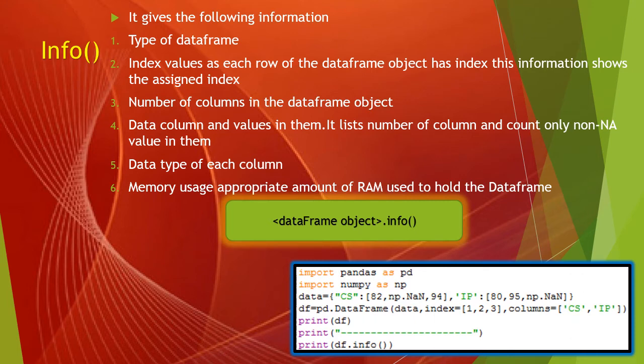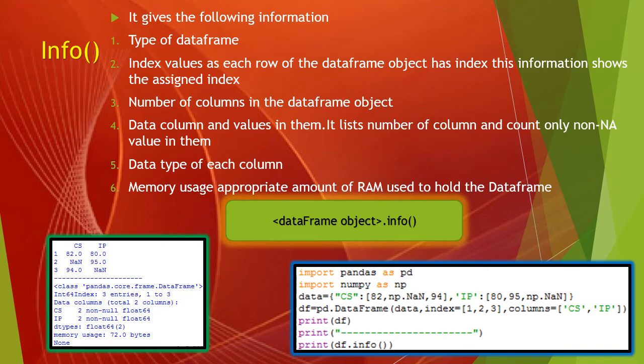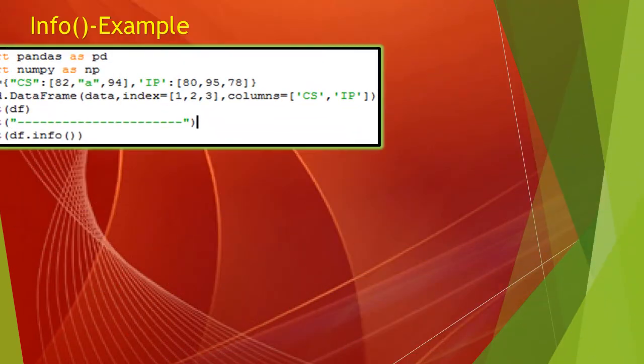So see here, the data frame is created. Its object name is df, with 2 columns and 3 rows, and the info function shows the type of data frame, and the index is 3 rows named 1, 2, 3, and the total number of columns is 2. CS contains a not a number, so the count is 2, and IP also contains one not a number, so it is skipped and the remaining are counted, giving 2 normal values. The data type of both is float, and the memory usage is 72 bytes for the info function.